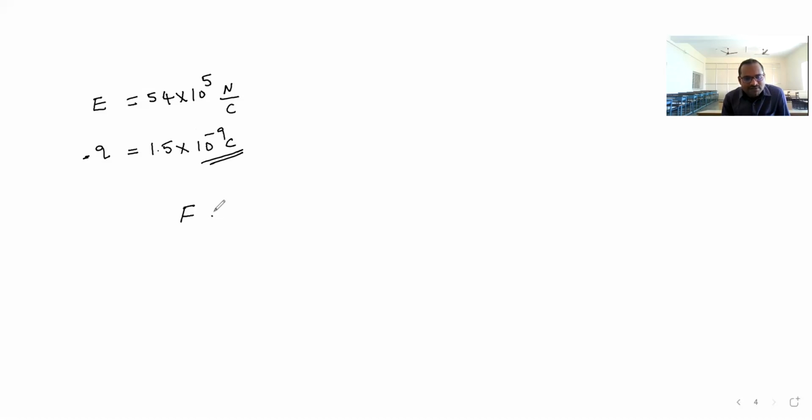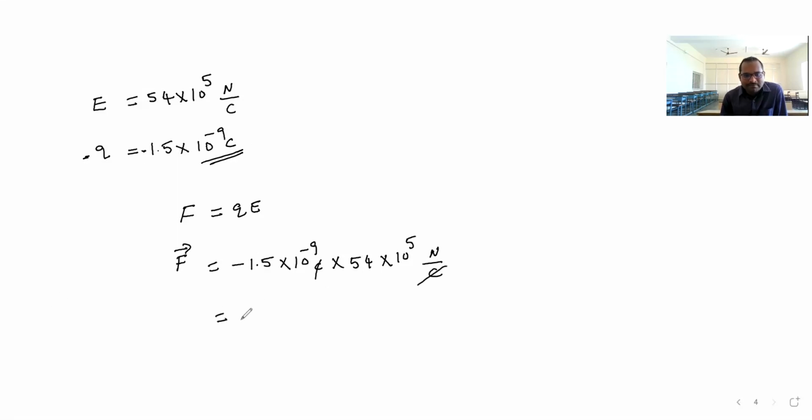The force acting on it is F is equal to QE, you know. Are you getting? F is equal to, and the direction also you will get. Q value is minus 1.5 into 10 to the power of minus 9, negative charge, they said. Into the E value, this is the magnitude, 54 into 10 to the power of 5 Newton per Coulomb. The Coulomb cancels, and we will get minus. Here minus is there. So what we need to do is 1.5 into 54, you need to do the multiplication.